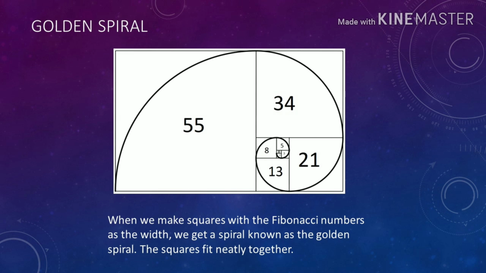The golden spiral. When we make squares with the Fibonacci numbers as the width, we get a spiral known as the golden spiral. The squares fit neatly together in a golden spiral.